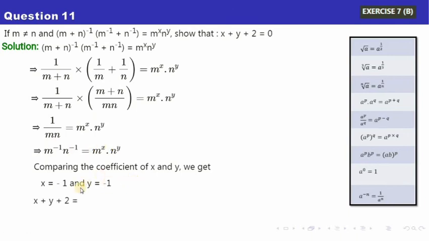Okay, now that we got the value of x and y, we are now expected to show that this turns out to be 0. So let me take the left hand side. So this is my left hand side. What is the value of x? X is minus 1. What is the value of y? Y is also minus 1. So I have written their values. Now open up the bracket, you get minus 1 minus 1 is minus 2 plus 2. So minus 2 plus 2 is always 0, isn't it? So that's what we need to show here. Okay, so you may pause the video and note down your solution.